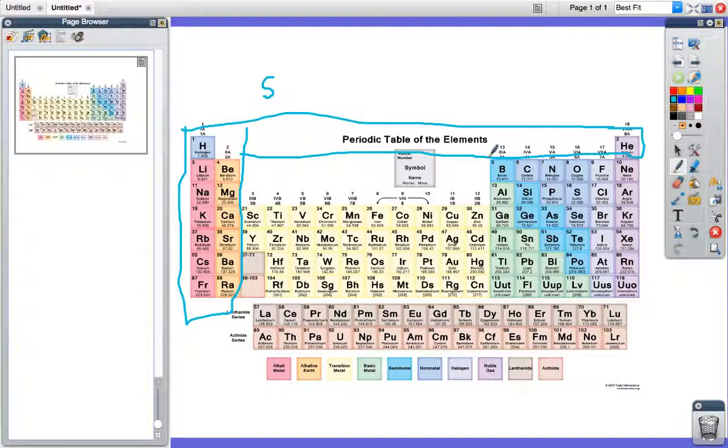So another one is the P block. Let me do this in a different color. There we go. The P block is right here. Right there. Okay, that is the P block. It can hold up to 6 electrons in its energy level. And another one is the D block right here.